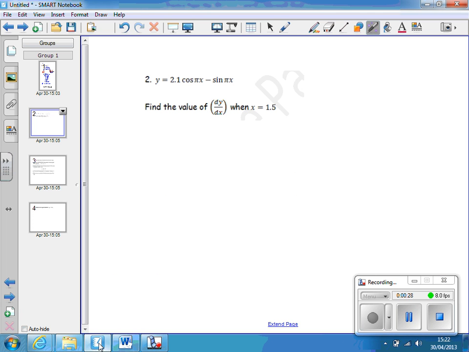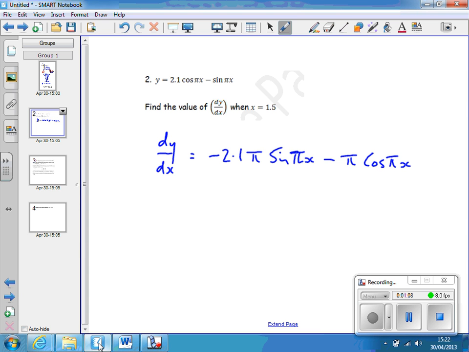So applying that to this, we've got that dy by dx equals, cos becomes minus sine, so that's minus 2.1, the pi comes out, times the sine of pi x. Minus sine becomes minus cos because sine becomes cos, so minus sine becomes cos. So minus, the pi comes out, cosine pi x. So that's our expression for the differential.